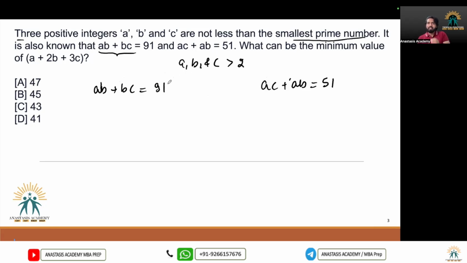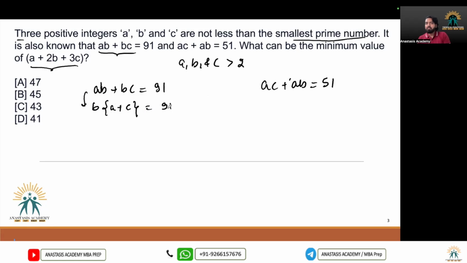91, I know it can be written as a product of two numbers as 7 into 13, right? And 51 is 3 into 17. Now what can be the minimum value of this expression a plus 2b plus 3c? Correct. So from this first expression I can take b common, and I can write b times a plus c is equal to 91.